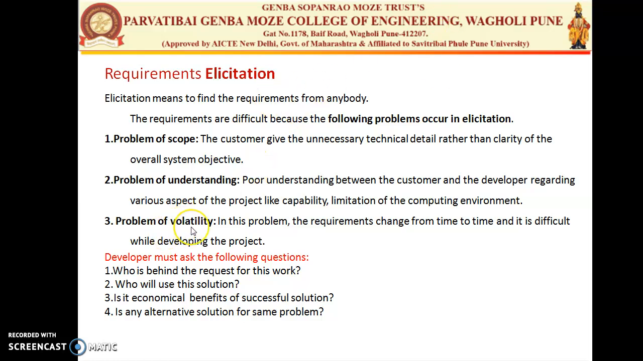Then the third is the problem of volatility. It is nothing but when the customer changes the requirements from time to time, so it is very difficult to continuously develop the project with the changing requirements. So the third one is the problem of volatility, or we can say continuously changing requirements by the customer during the development phase. So the development doesn't go smoothly for the particular project, and that's it. This is your inception phase.